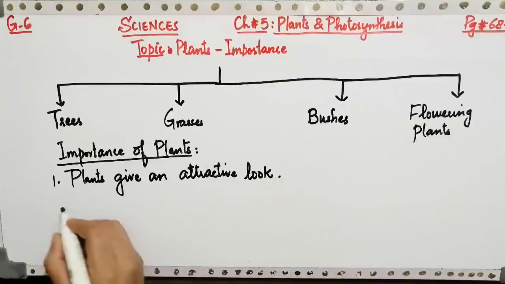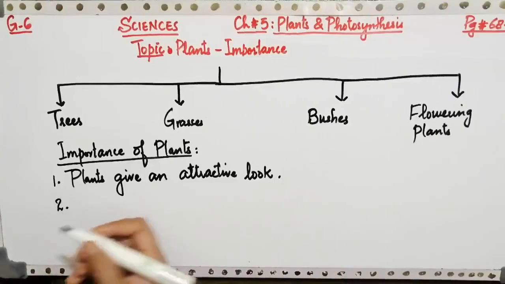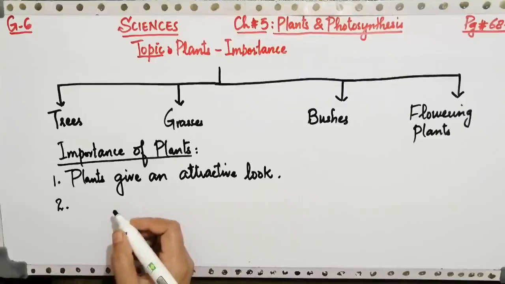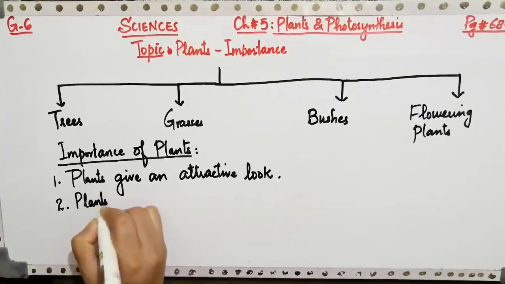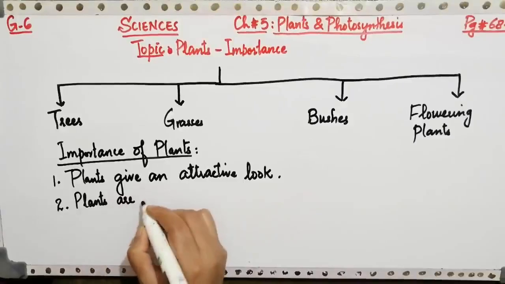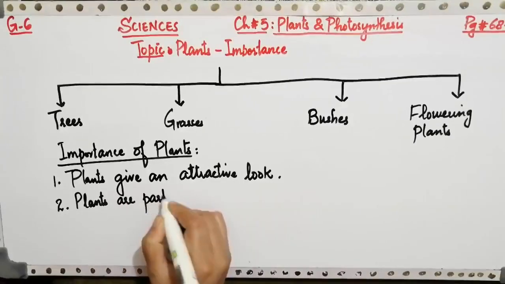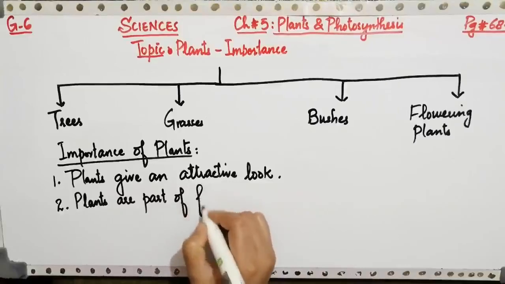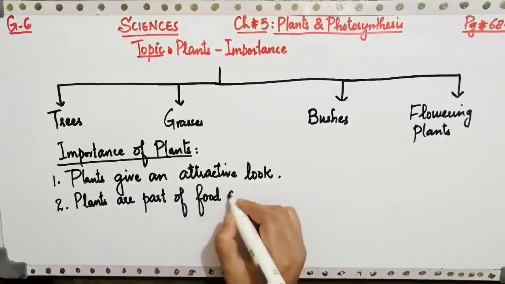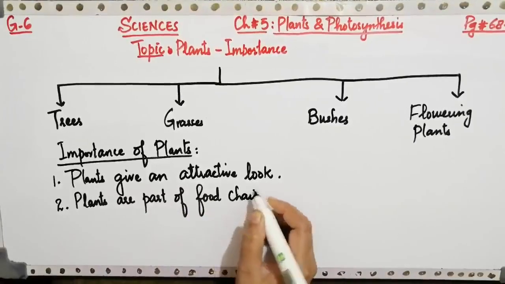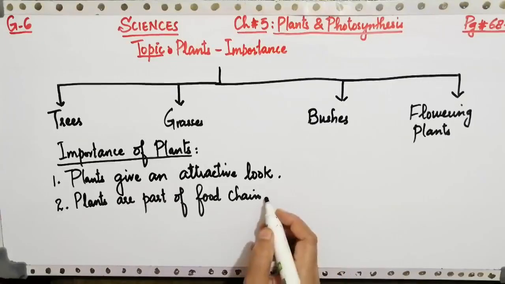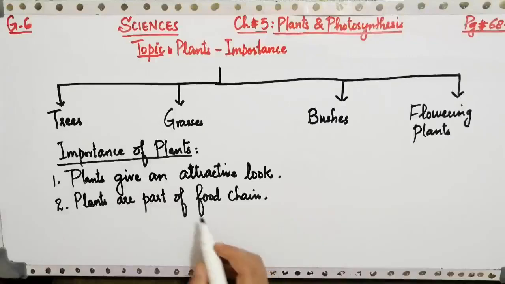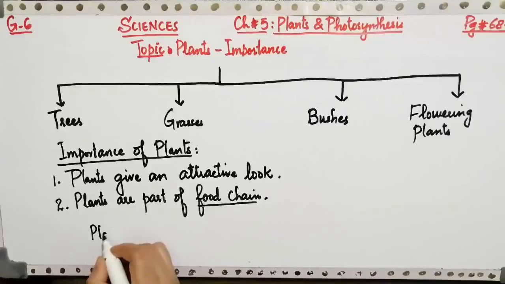And the second important role of plants for us and for the nature is that plants are an important part of the food chain, because without this food chain we would die. हम मर जाएंगे अगर ये food chain आपके environment में मौजूद ना हो. So what is this food chain? Food chain is actually starting from the plants.